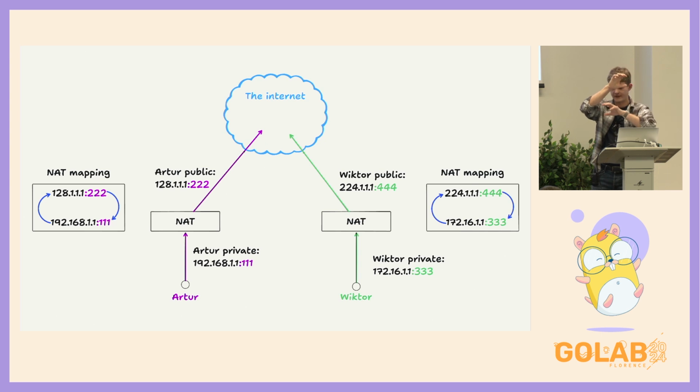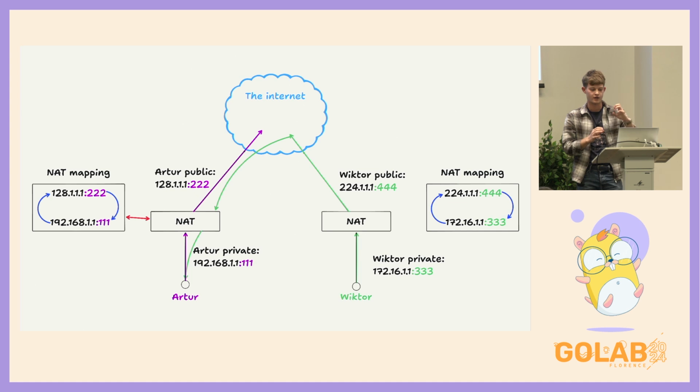This is the magical bit. This is why we needed to synchronize. So the packets cross in the internet. Now let's focus on Wiktor's packet. It hits Arthur's NAT. Arthur's NAT sees that port 222 should be mapped to Arthur's private address on the local network. It consults the mappings, and we have a success. We are able to connect to Arthur on his local network. We are able to hole punch through Arthur's NAT.